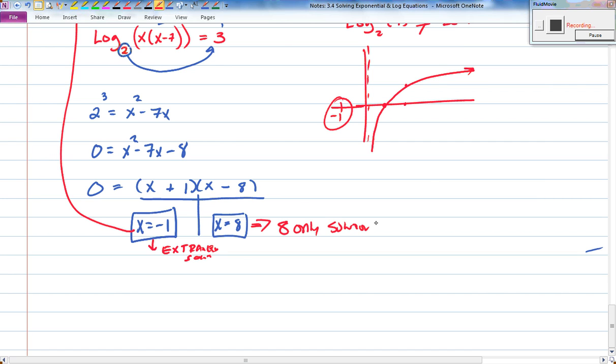Okay, so when you see the directions, they'll say something like solve the log equation and check for extraneous solutions. That's what they mean. That's totally what they mean.